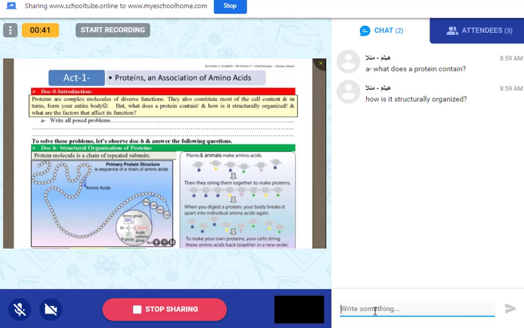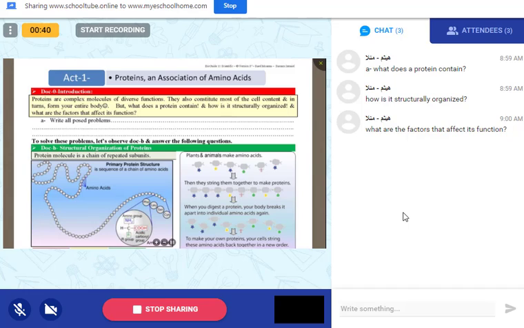Another question mark. And the third one is: what are the factors that affect its function? Okay, so these are the three posed problems that we are going to answer during this chapter and these activities.